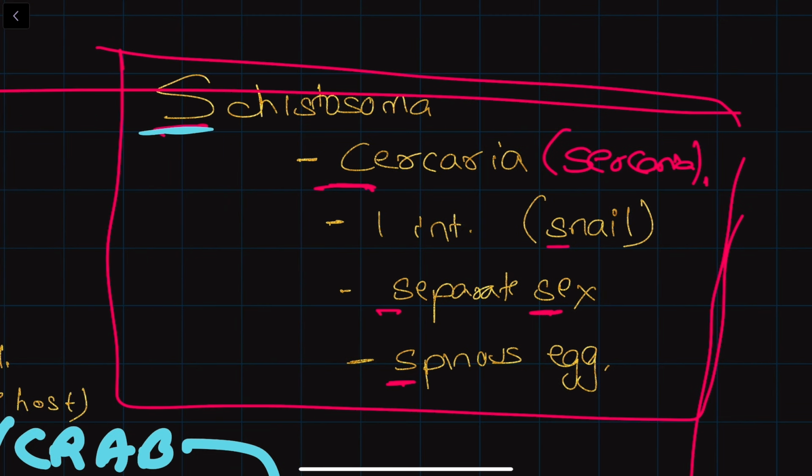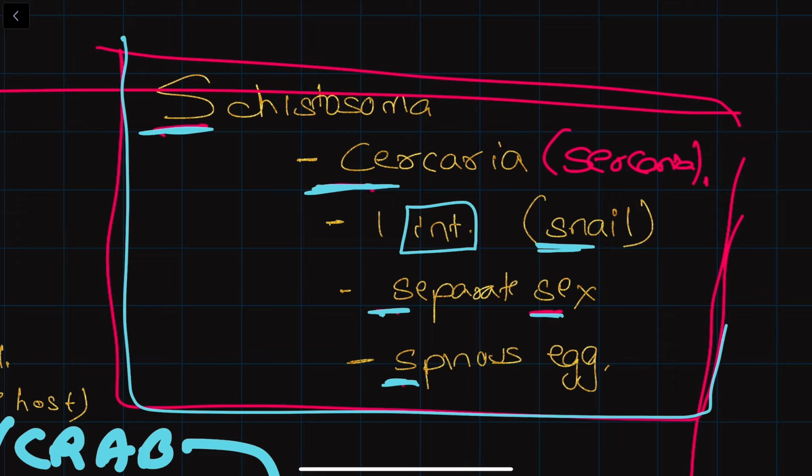So there are four exceptions for Schistosoma. The infective form is cercaria. The intermediate host is only one, which is the snail. It has separate sexes, and it has a spinous egg. These are the points you need to remember as exceptions for Schistosoma.